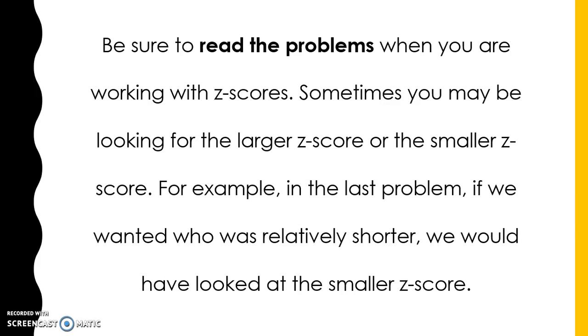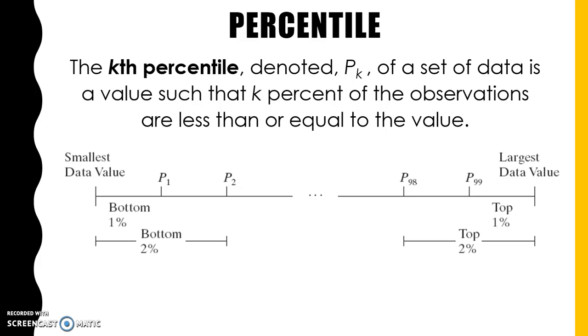In general, make sure you read the problem. Sometimes you're going to want the smaller z-score, sometimes the larger. You really want to read into context. If you're talking about a baby that weighs relatively less, you want a smaller z-score. If you're talking about a baby that weighs more, you want a larger one. If you're talking about a more convincing victory in a race, you want the one that has a smaller z-score because that's further away from the mean. That means they finished in less time. So just pay really close attention to the problems that you're actually looking at.